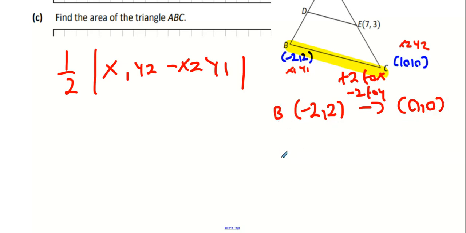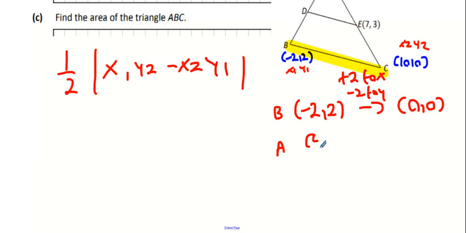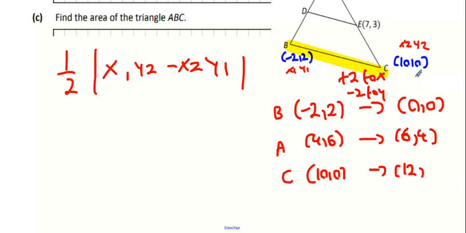Okay? Now we pick point A. Point A is 4, 6, and you do exactly the same movement with it. You add 2 to the x value to get 6. You take away 2 from the y value to get 4. And then finally the C value, so it's 10, 0. You add 2 to the x value to get 12, and then minus 2 to the y value to get minus 2.